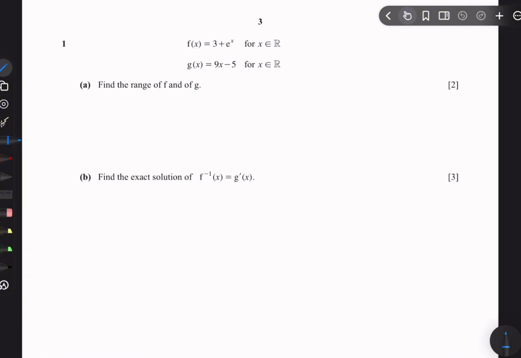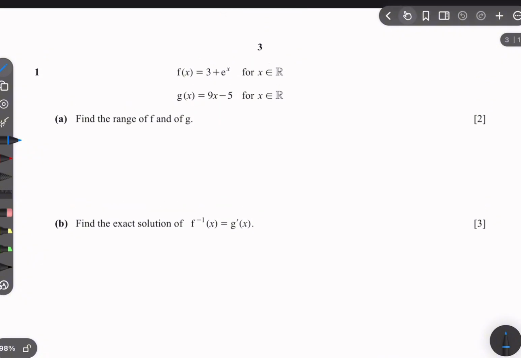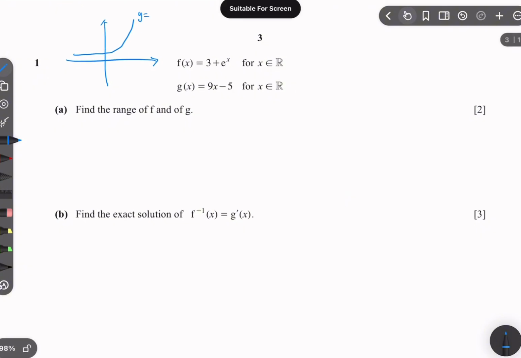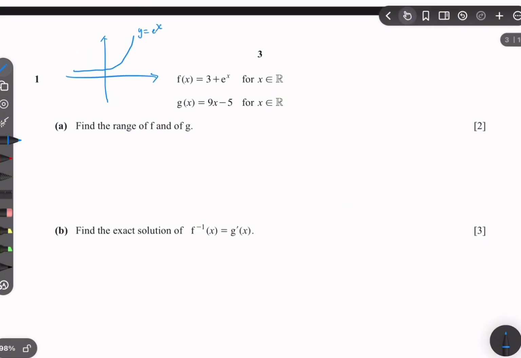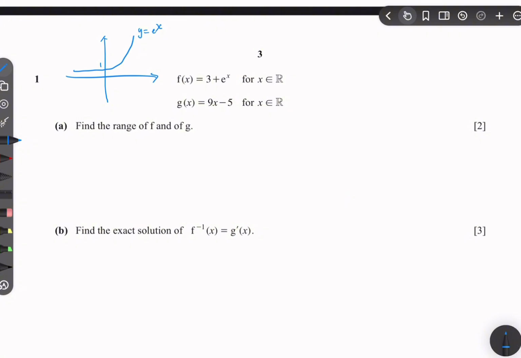Question 1. Find the range of f and of g, and you're given the equations for f(x) and g(x). For this question, you need to know how the graph looks to find the range. For f(x), it's an exponential graph, so it will have this shape. This is how a normal exponential graph looks. I'll just write it: this is y equals e^x, and the y-intercept will be 1. And then the line of asymptote, which is where the graph never crosses, will be y equals 0.